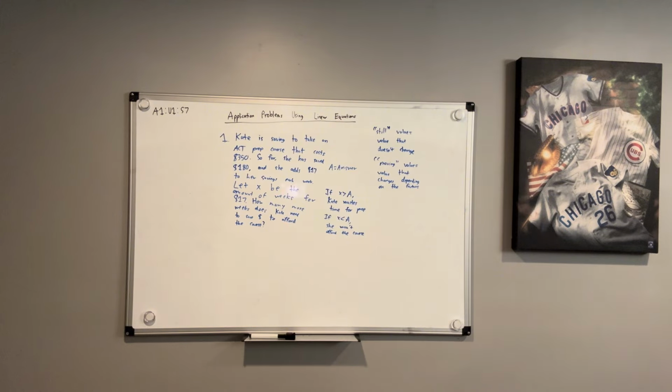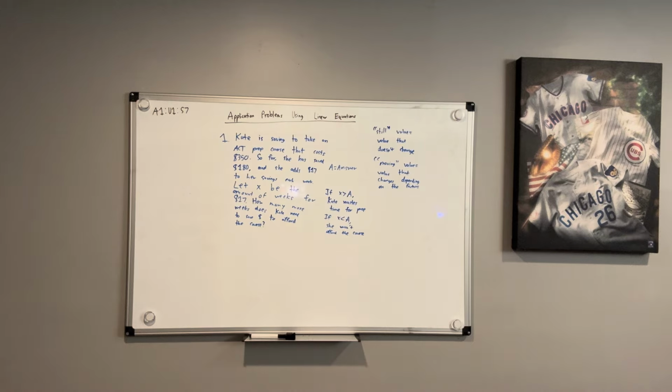Kate is saving to take an ACT prep course that costs $350. Sheesh, how expensive. So far, she has saved $180, and she adds $17 to her savings each week. Let X be the number of weeks for $17. How many more weeks does Kate need to save money to afford the course?